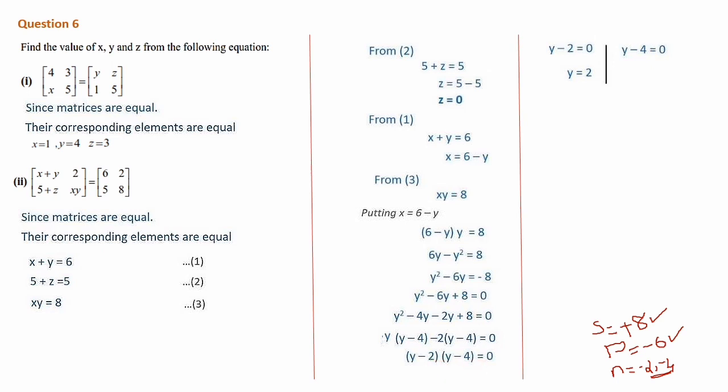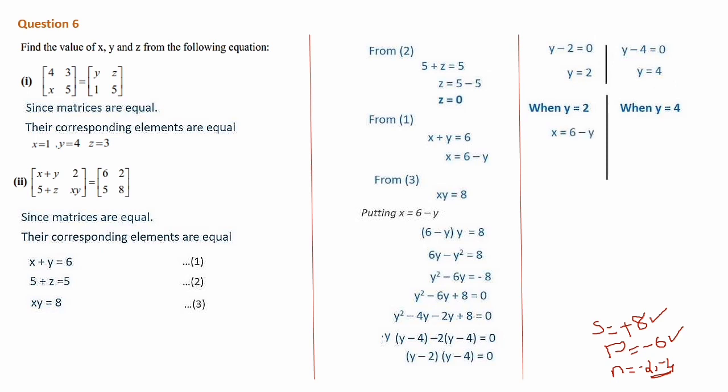If a product is 0 means any one of the quantities should be 0 or both should be 0. Then only the product will be 0. That means y minus 2 equal to 0 or y minus 4 is equal to 0. So here y minus 2 equal to 0 we will calculate in time. We got y is equal to 2. Next, y minus 4 is equal to 0. If you take, y is equal to 0 plus 4, that is equal to 4. So we have got two values of y.